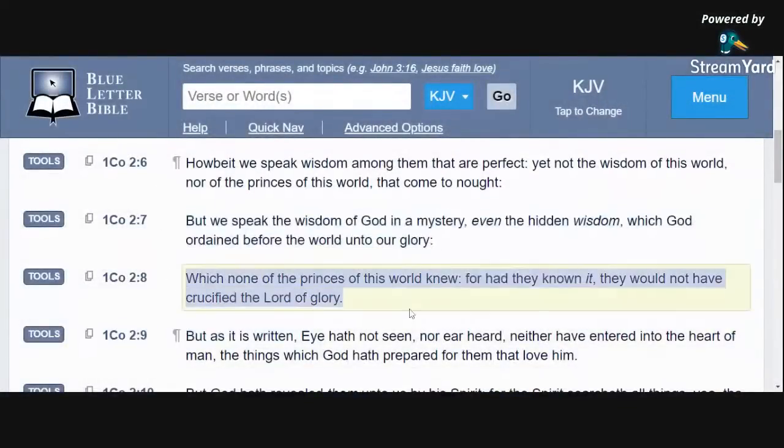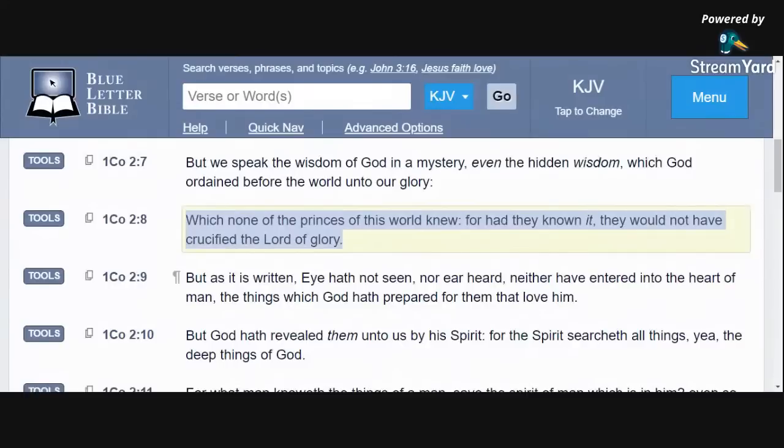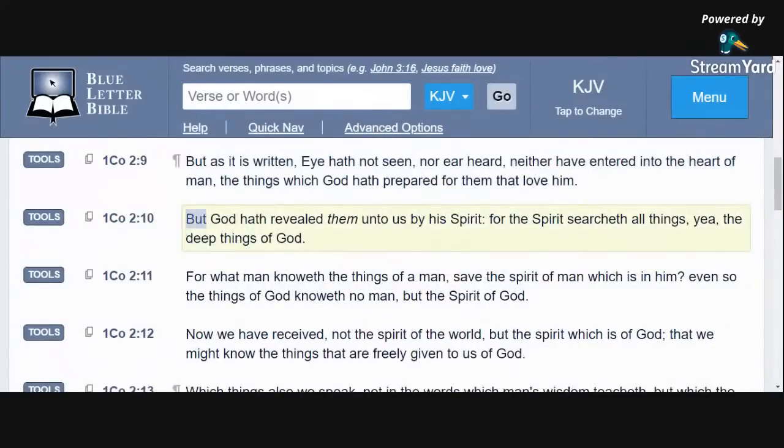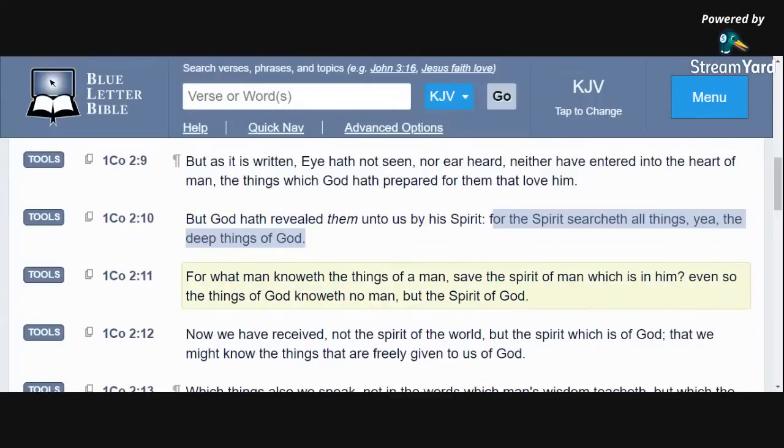Which none of the princes of this world knew, for had they known it, they would not have crucified the Lord of glory. But as it is written, I have not seen, nor ear heard, neither have entered into the heart of man, the things which the Most High prepared for them that love him. But the Most High have revealed them unto us by his Spirit. It's not obvious to regular mortals, but he revealed them to us by his Spirit. For the Spirit searches all things, yea, the deep things of the Most High. For what man knoweth the things of a man, save the spirit of man which is in him?